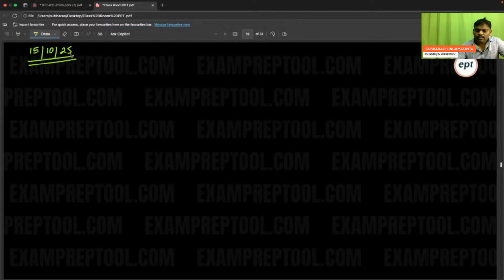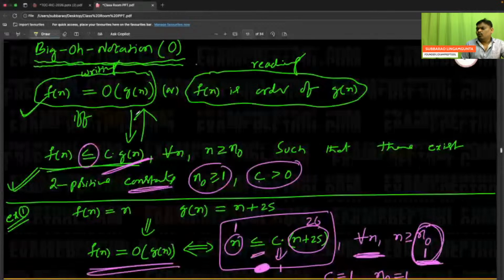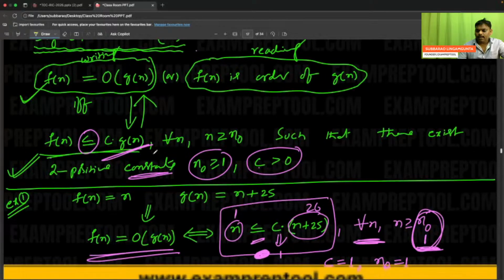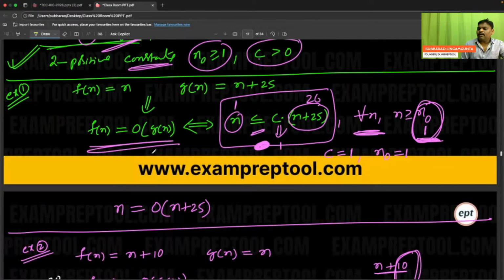Some people are asking, sir, what is the meaning of big O notation? If 2 functions are there, big O notation means you have to make sure the right side is bigger by using 2 constants, n0 and c. If you see the first problem, f of n is n and g of n is n plus 25. F of n is big O of g of n. The right side is g, so I want to prove g is greater. It's already greater, so no need of any help. You can take c value 1, and n0 also 1, because starting from 1 onwards it will work.